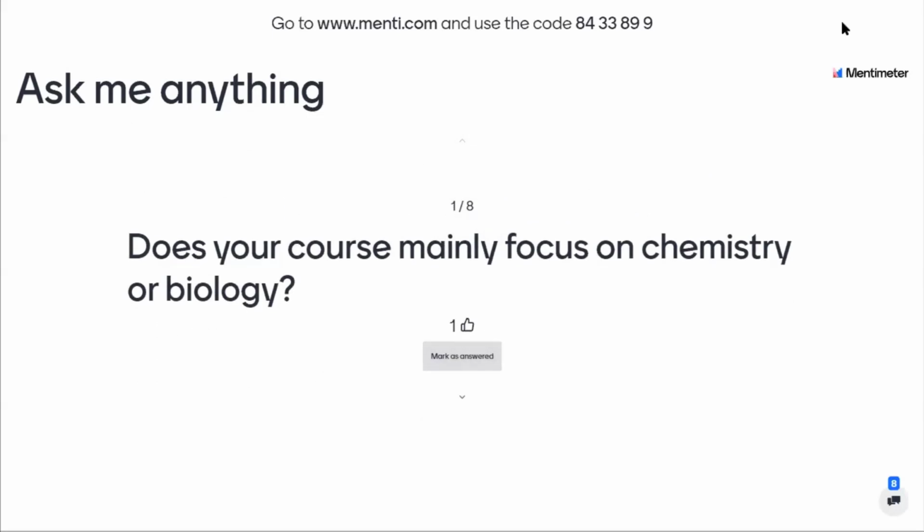As in medicine, does it focus on chemistry or biology? I think with any university degree, and I'm sure the other volunteers could agree with me on this one, they're not so clear cut. It's not like high school where you just do chemistry or anything like that.